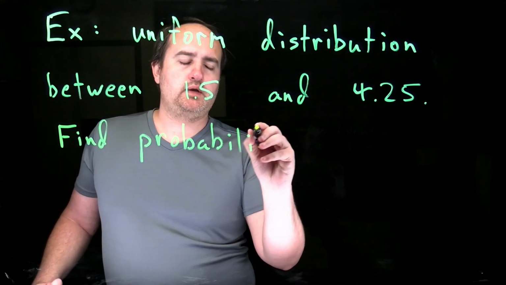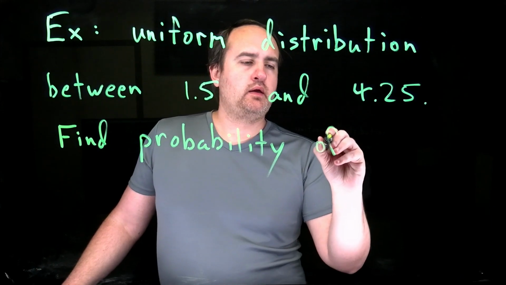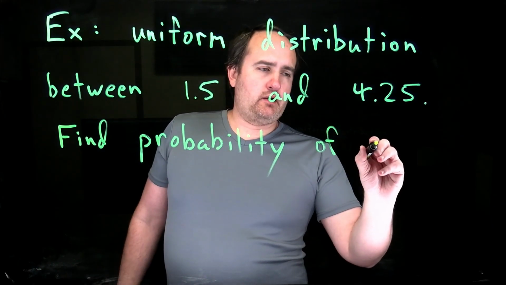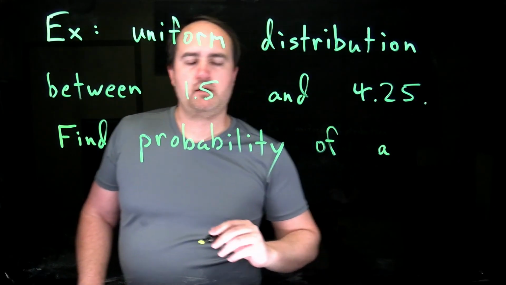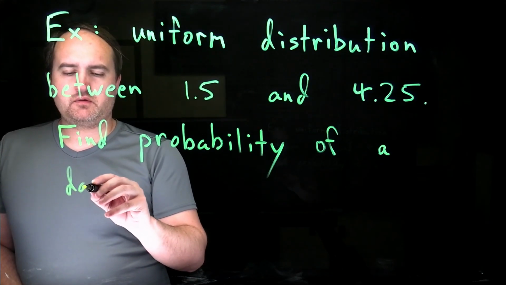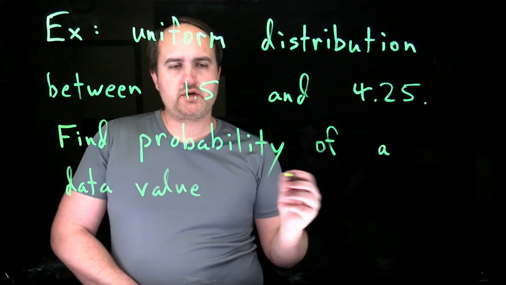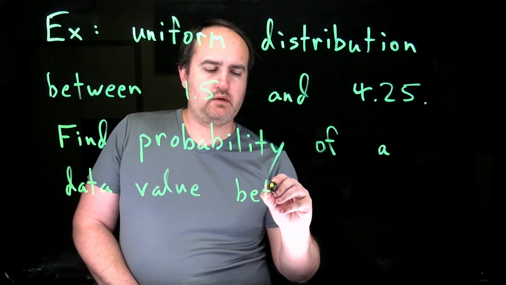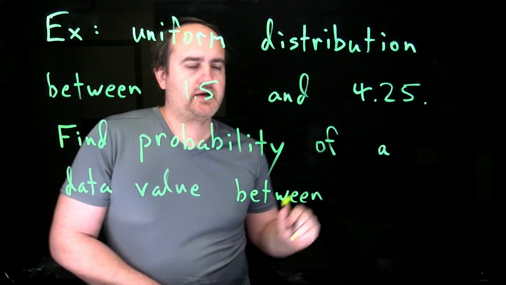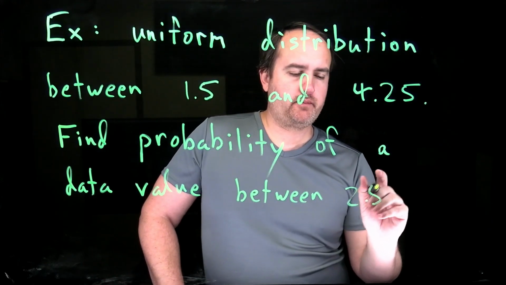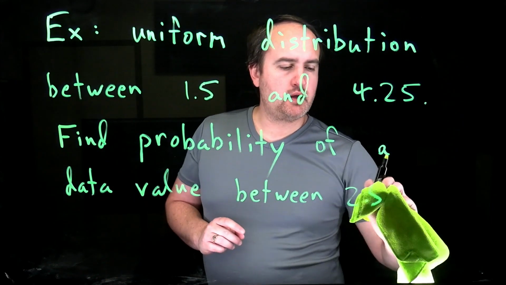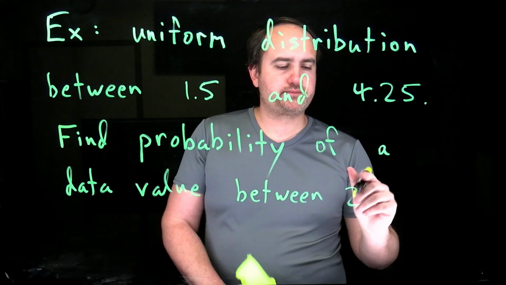Okay, so find the probability of a data value falling between 2.25 and 3.00.